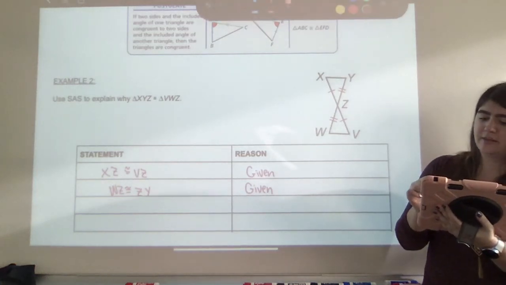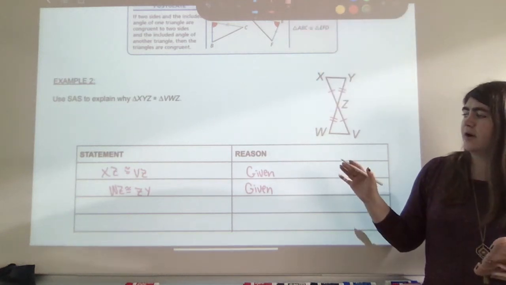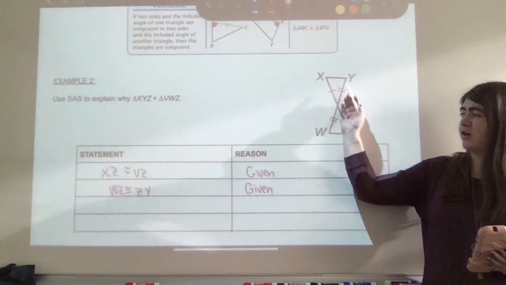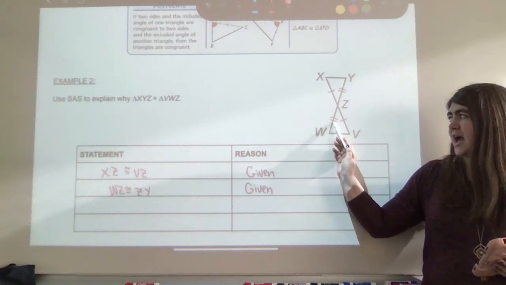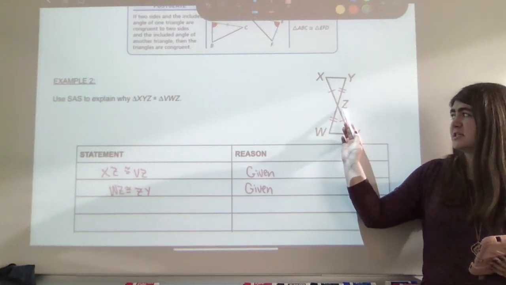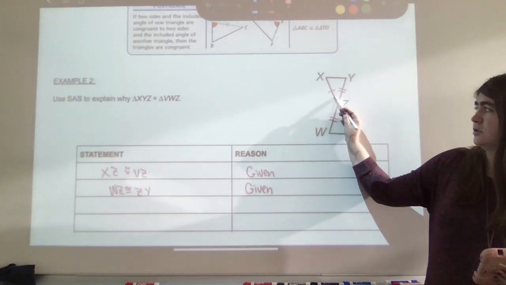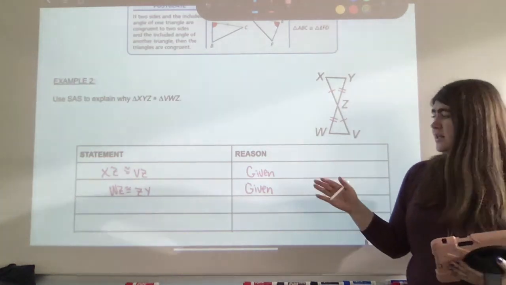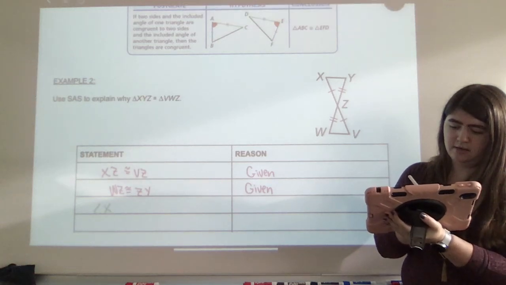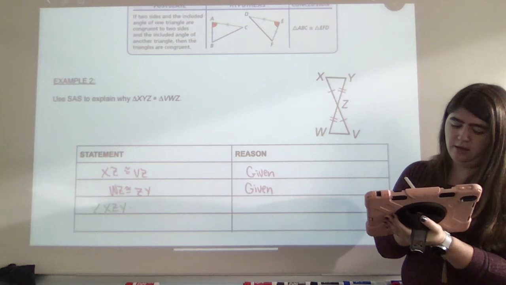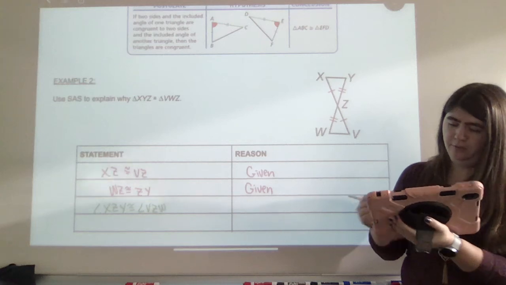Now that I have those two given statements, I need to think about what is missing from my proof here. So I'm trying to show that these two triangles are congruent, and I have this shortcut called side angle side, where the angle is between them. So if I have a side and a side, the connected angle is right here, it's angle Z. So I need to prove that this angle is congruent to this angle to show that these two triangles are congruent. So I'm going to write those out. So I have angle XZY is congruent to angle VZW.